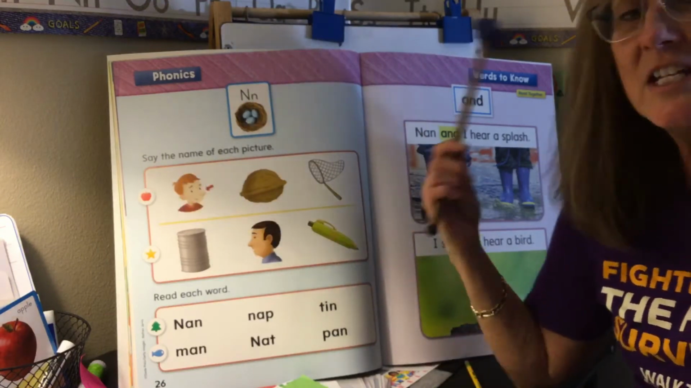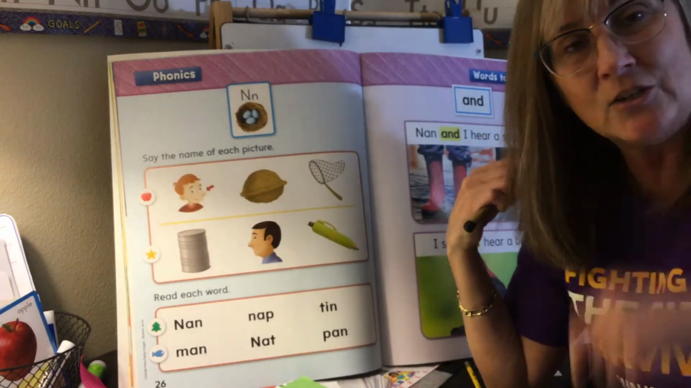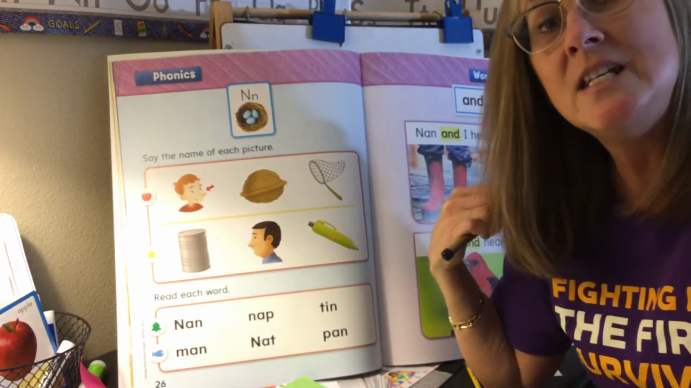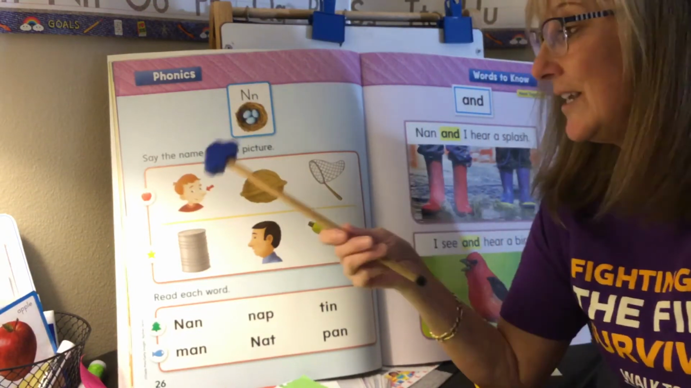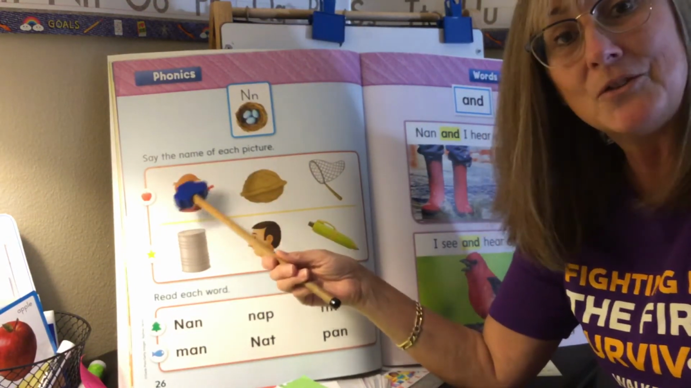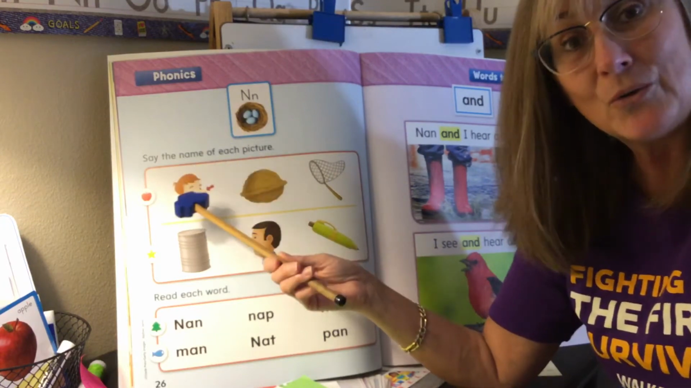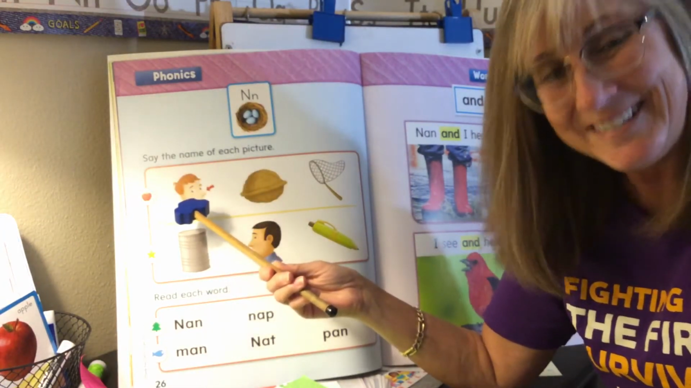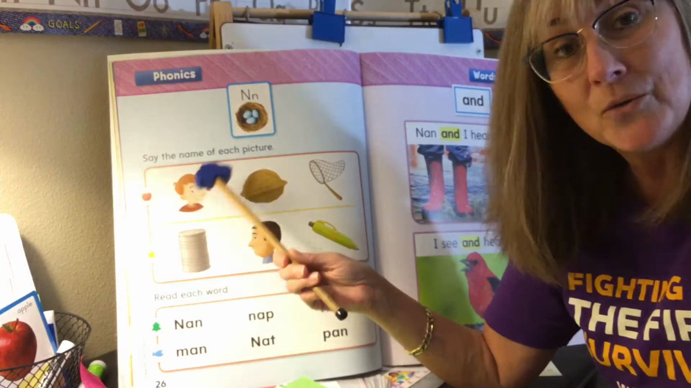So we have a nose. Can you say nose with me? Nose. So I hear that N at the beginning of nose, so we can do nose. Ready? Nose starts with N. One more time with me. Nose starts with N.